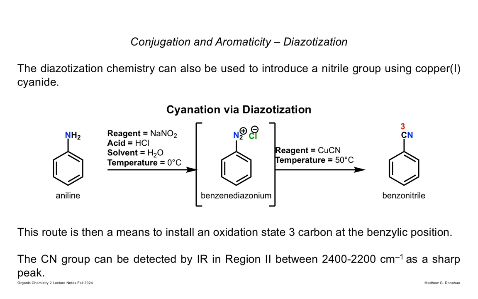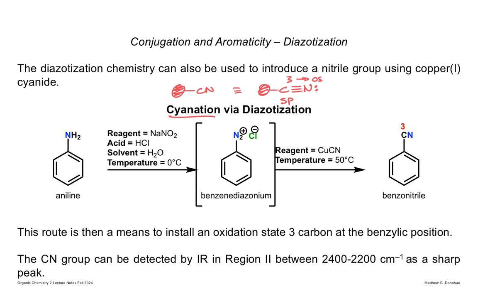One way to introduce carbon onto the ring is called cyanation, and we know that the cyanide group is equivalent to a carbon-nitrogen triple bond. If we count the number of bonds from carbon to nitrogen, we see it's 3. And so we would say it's at an oxidation state of 3. The carbon, as a review, is sp hybridized. It has 2 sigma plus 2 pi bonds.